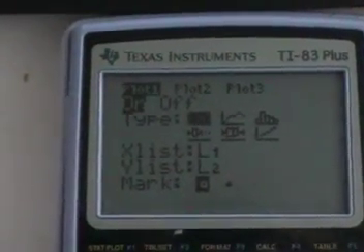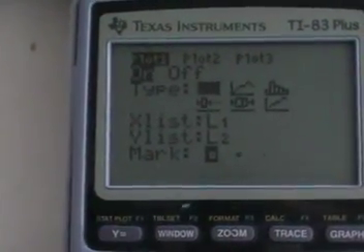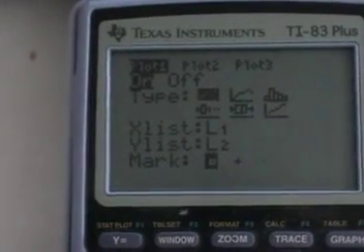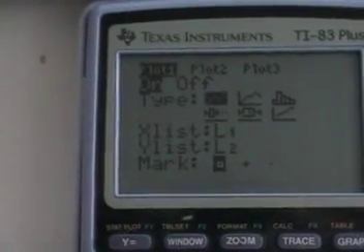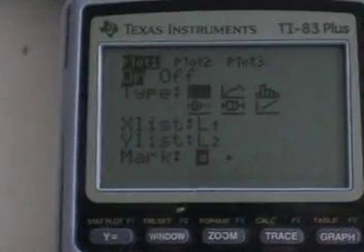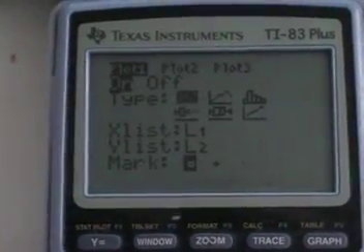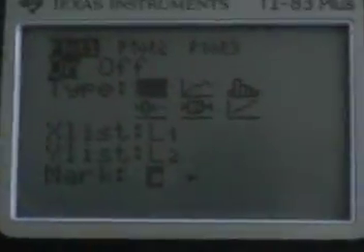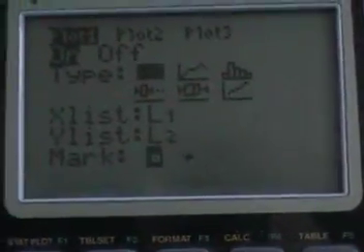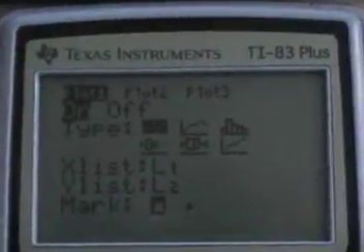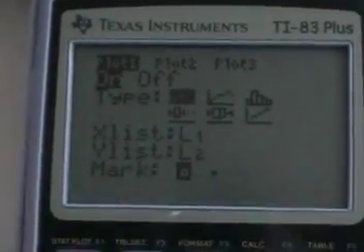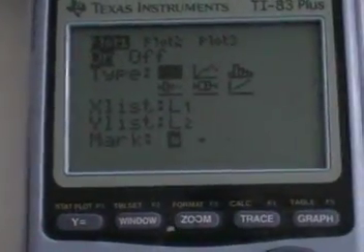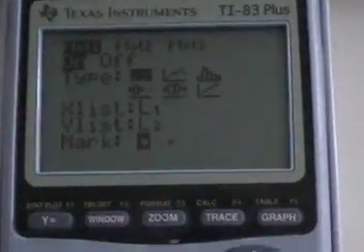The first graph is a scatter plot. X list is L1, that's where I put the X's. Y list is L2, that's where I put the Y's. The mark just means how do you want the points to show up? Do you want squares, pluses, or dots? Normally we use dots in a scatter plot, but the dots are so tiny they're hard to see sometimes. For the calculator, you're just going to compare this to the answer. It really doesn't matter what you choose. I usually just pick squares or pluses because they're easier to see.